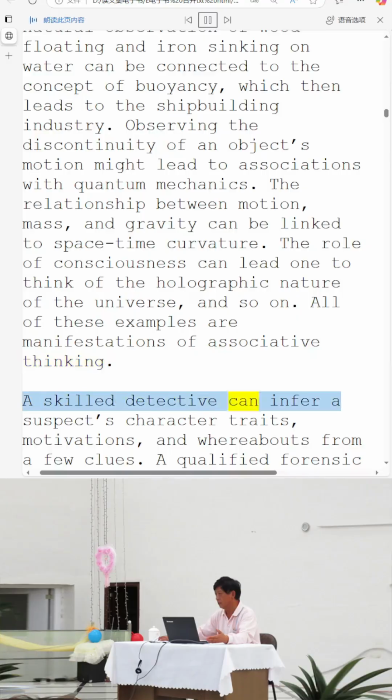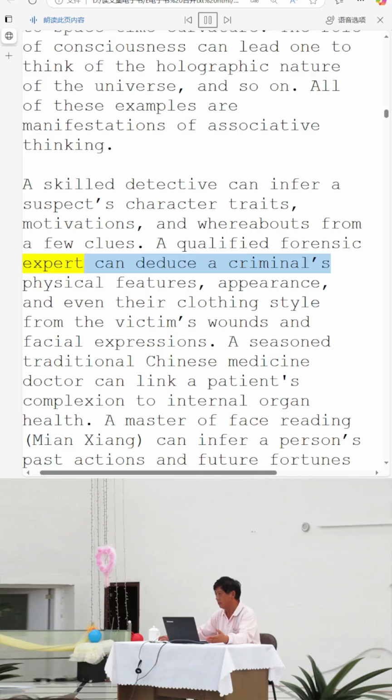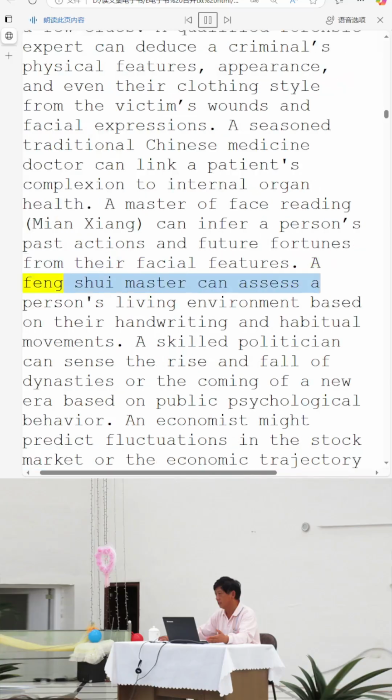A skilled detective can infer a suspect's character traits, motivations, and whereabouts from a few clues. A qualified forensic expert can deduce a criminal's physical features, appearance, and even their clothing style from the victim's wounds and facial expressions. A seasoned traditional Chinese medicine doctor can link a patient's complexion to internal organ health. A master of face reading, Mian Xiang, can infer a person's past actions and future fortunes from their facial features. A feng shui master can assess a person's living environment based on their handwriting and habitual movements.